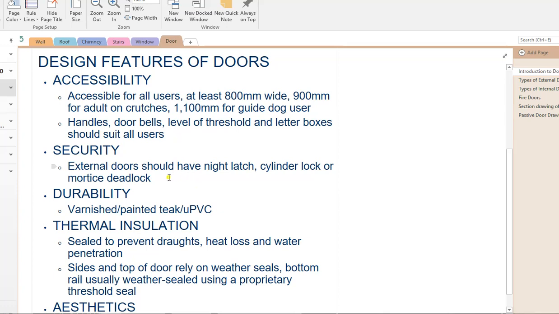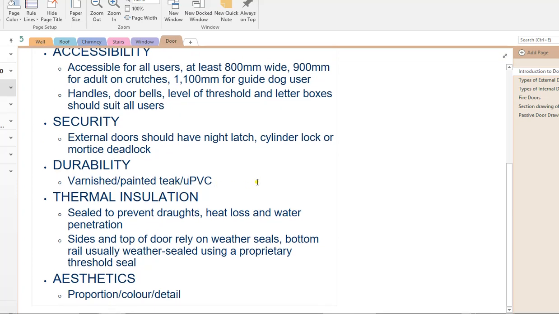Now security, most modern doors are fitted with a 5-lever lock system. So that means that at 5 points the door is actually locked, rather than the old-fashioned method of locking a door with just a simple mortise lock. Now durability, doors can be painted, varnished. Most modern doors are made from a material that does not need a lot of care, such as PVC or aluminium. If you have teak doors or timber doors, they have to be varnished and painted every 2 years.